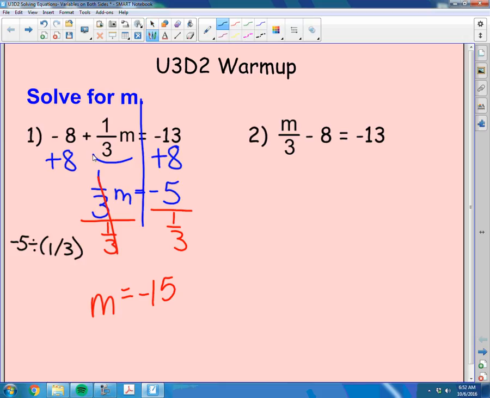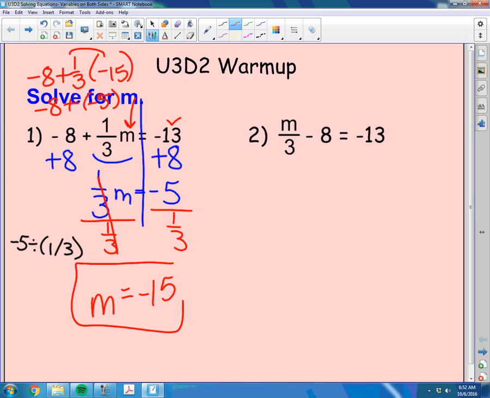Now you ask yourself, is that the right answer? What should you do before you box it? You should plug it back into your original equation for the variable. So we end up with -8 plus 1/3 times -15. When we distribute, we end up with -8 plus -5, and that does indeed equal -13. So we can box our answer on the other side.